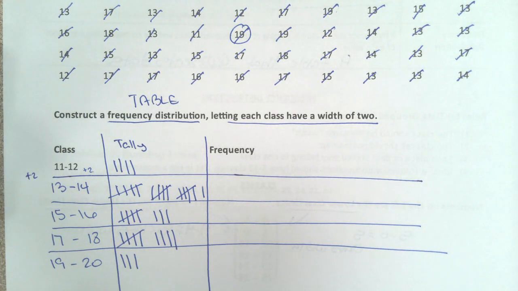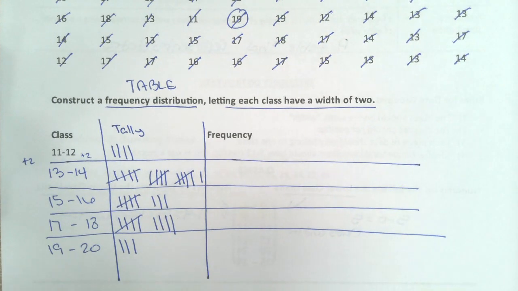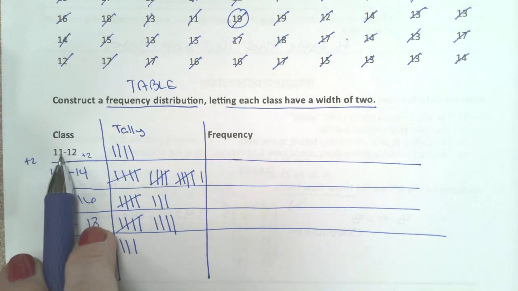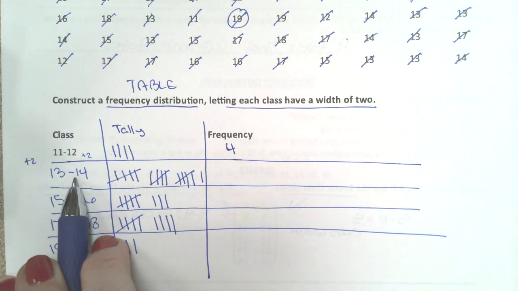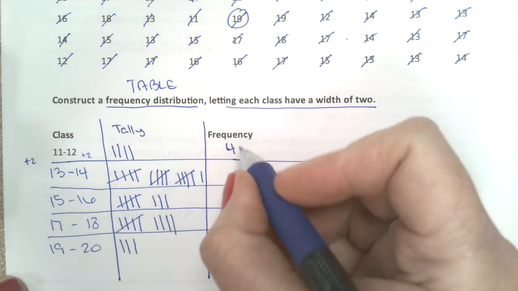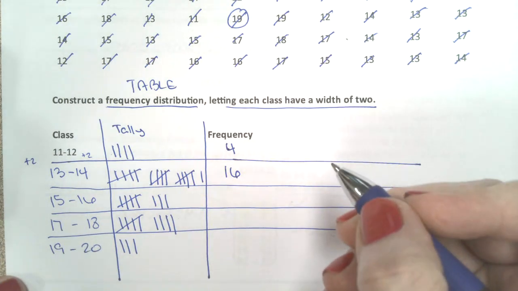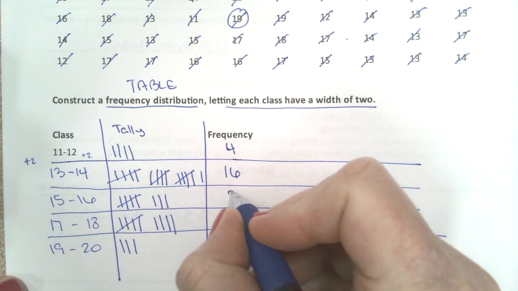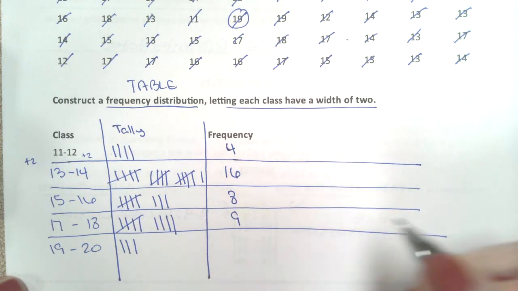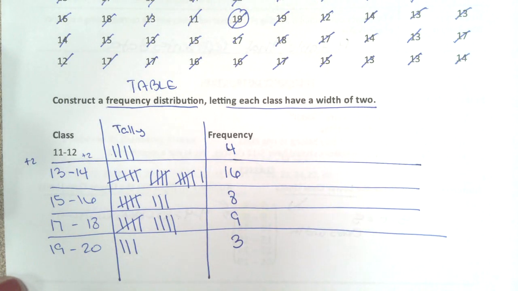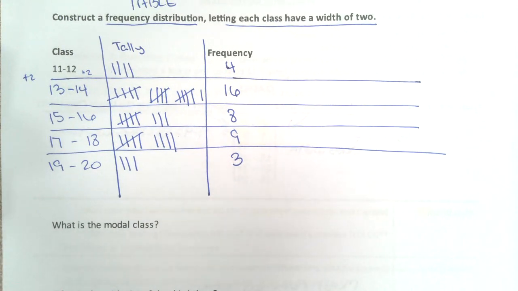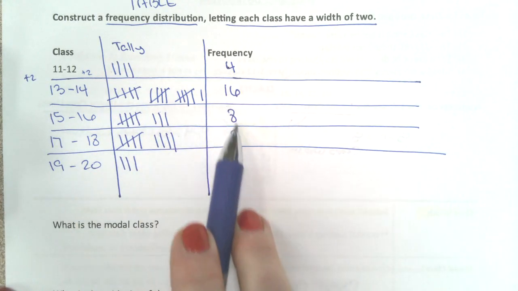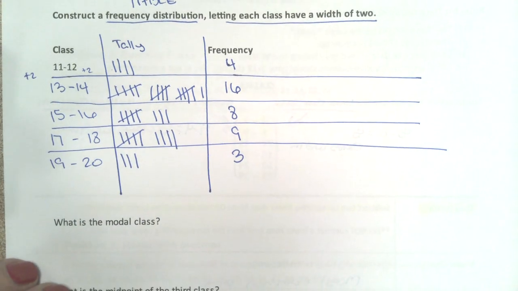All right, so I made all of my tally marks and now I'm just going to add them up. In the class with 11 to 12 years of education, there were 4 people. With 13 to 14 years of education, 5, 10, 15, 16. With 15 to 16 years of education, there are 8 people, 9 people in that category, and 3 people in that category. So this is how you make a frequency distribution table. You just have to organize yourself, make your counts, and then add them all up.